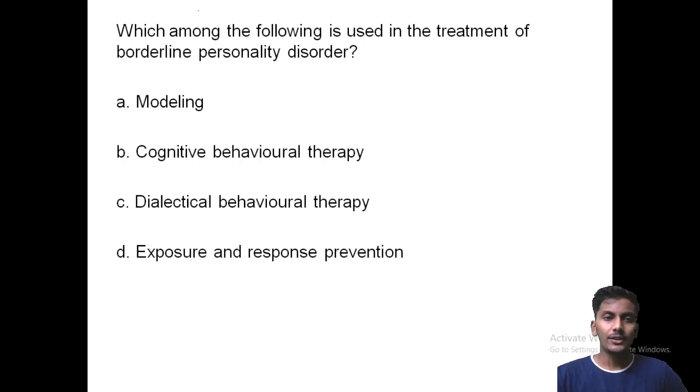Next, question number 3. Which among the following is used in the treatment of borderline personality disorder? So let's see now. Option A says modeling. Option B says cognitive behavioral therapy. Option C says dialectical behavioral therapy. Option D says exposure and response prevention.